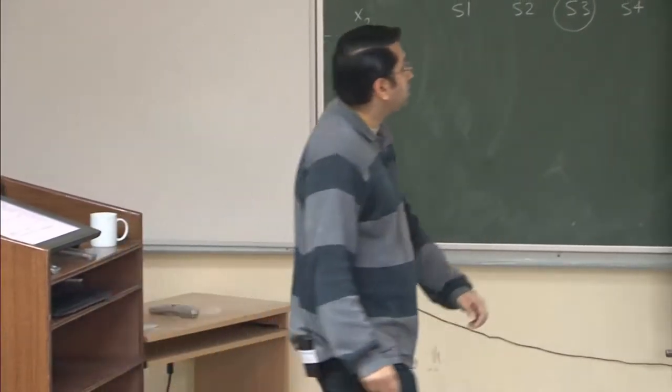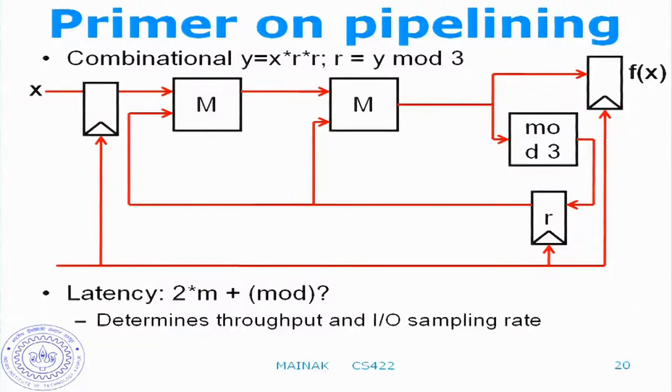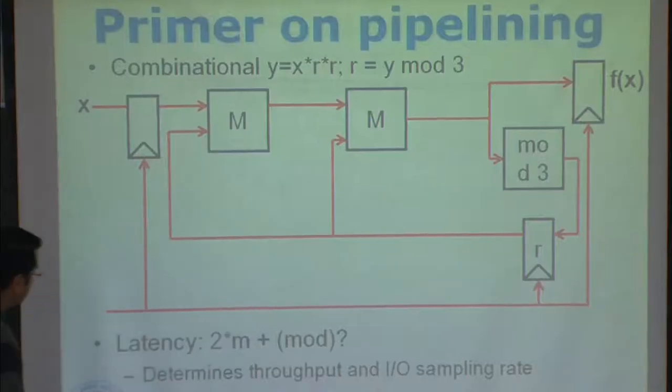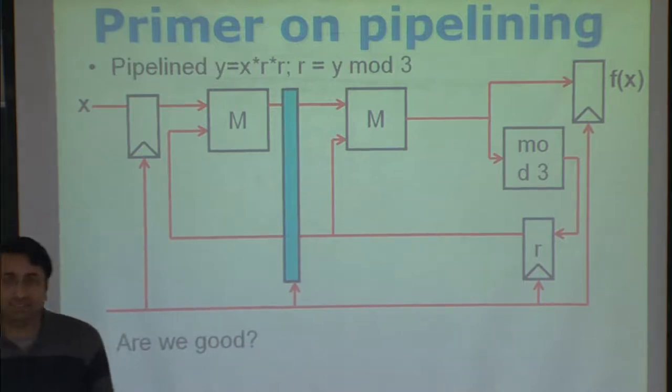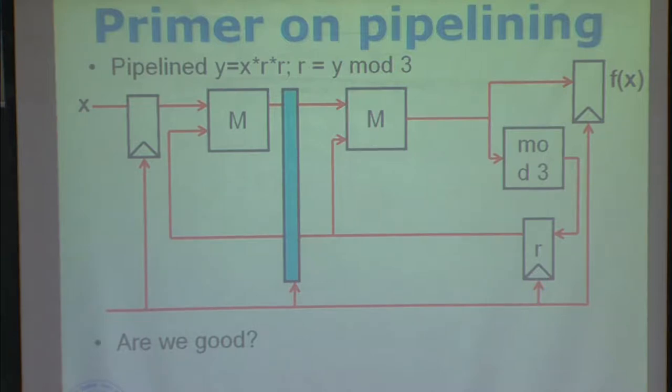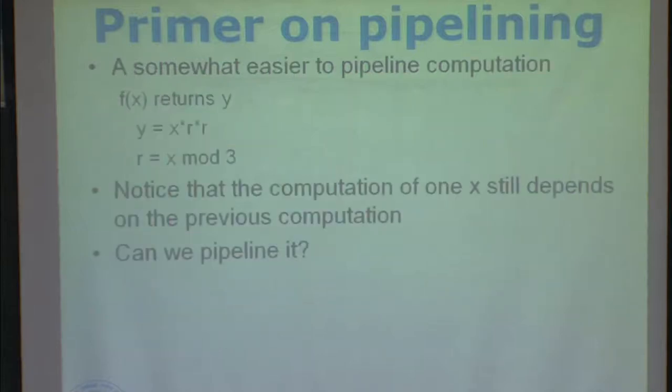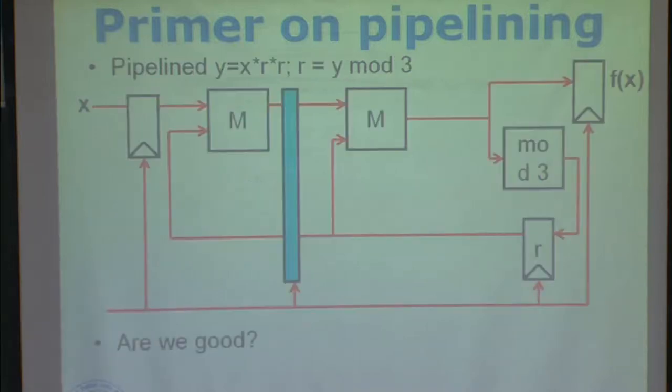The other one, x times r squared. So here, you can easily see the problem, right? R has far-reaching influence. It goes to the even first stage, actually. You need it from the very beginning of the computation. Okay? So latency is the same, 2m plus mod. So when I try to pipeline it, there is a problem. So this is okay, right? With everybody? Okay. So you have the same problem here. We have a hazard, right?